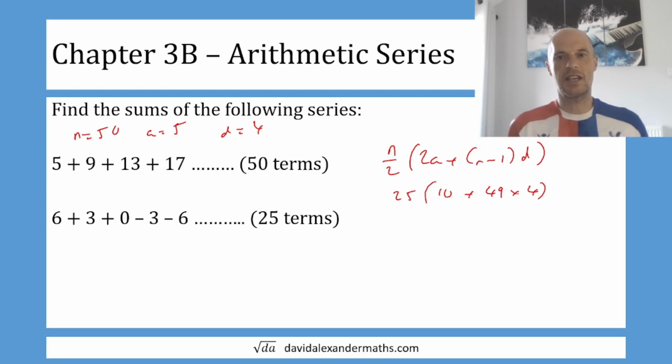So grab the calculator. I'm going to do 49 times 4 plus 10 multiplied by 25. That's 55150.